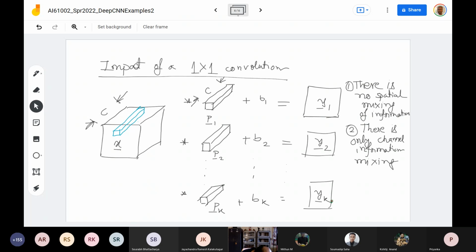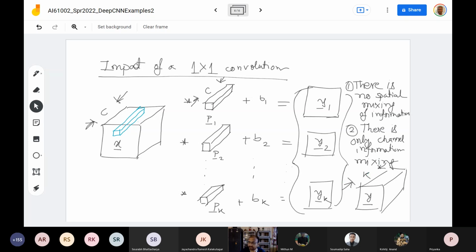And this in total is going to be my final output tensor Y, where the number of channels in my output tensor is also equal to k. Okay, so is that good?